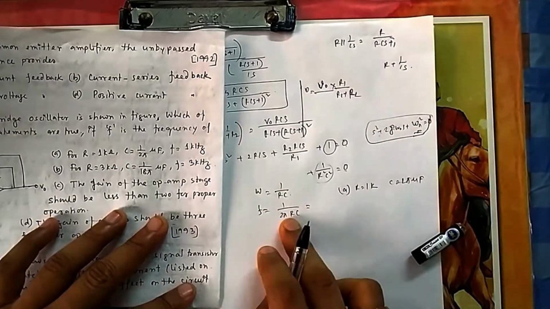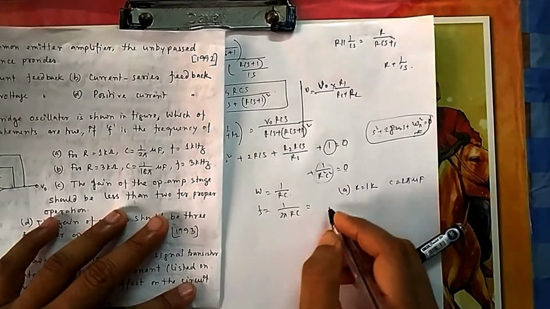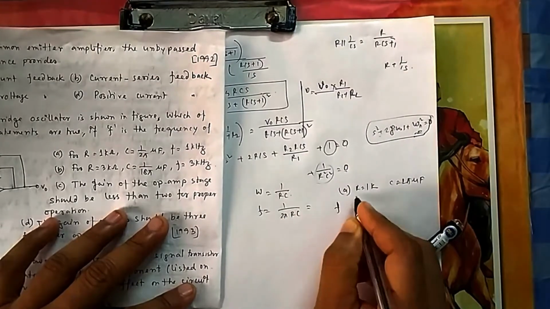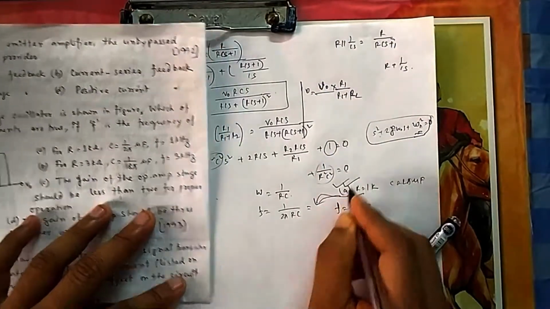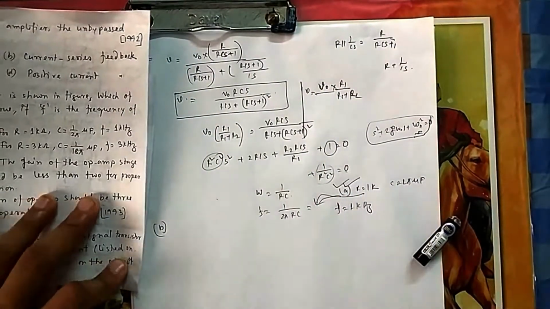You can see 2 pi cancelled, and 1 kilo, 1 micro. So your F will be equal to 1 kilohertz. So A is correct. So option A is correct. Similarly, if you put B also, that will also be correct.